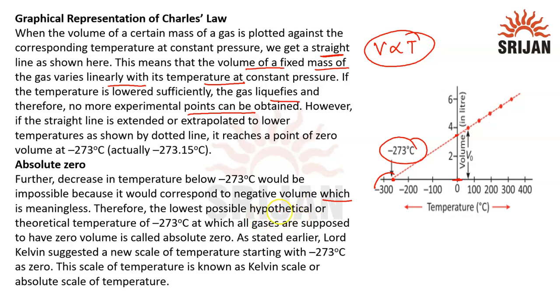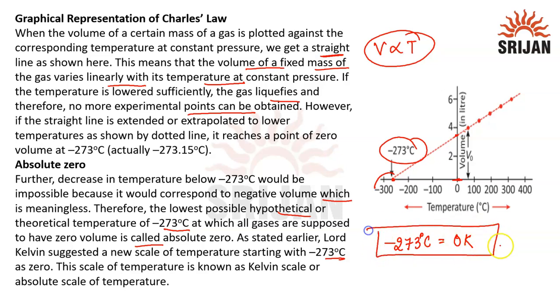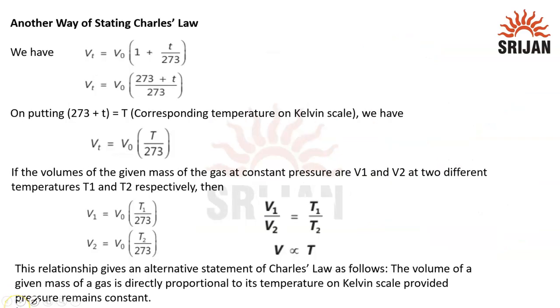So the lowest possible hypothetical or theoretical temperature which can be attained is minus 273 degrees Celsius, at which all gases are supposed to have zero volume. This temperature is called absolute zero, and as stated earlier, Lord Kelvin suggested a new scale of temperature starting at minus 273 degrees Celsius. That will be the zero of the Kelvin scale, so it is equal to 0 Kelvin. This scale of temperature is called the Kelvin scale or absolute scale of temperature.